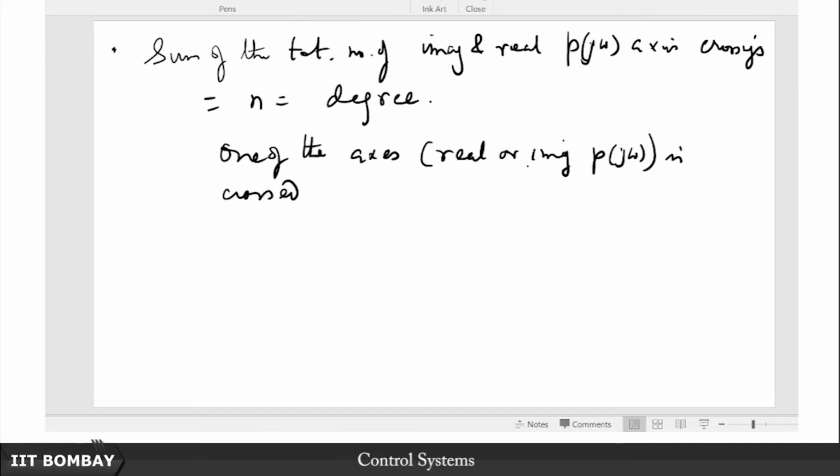So for the even degree polynomial, let me split it up into cases. Even degree: the polynomial is crossed n by 2 times, and so is the other.